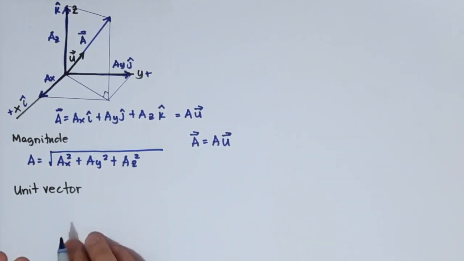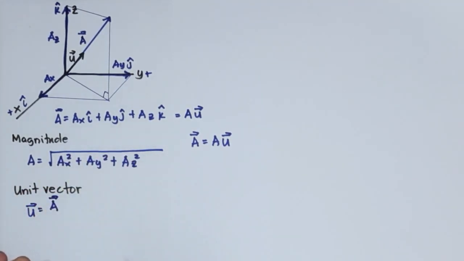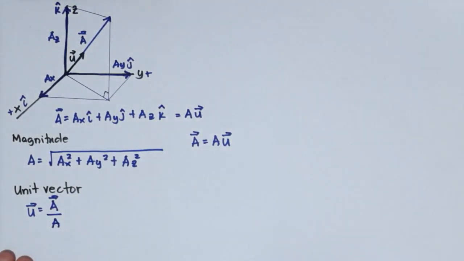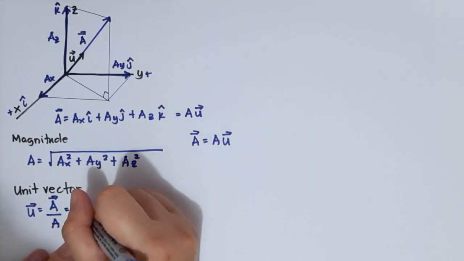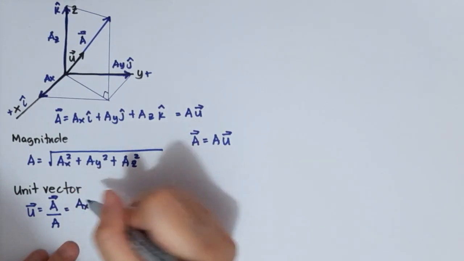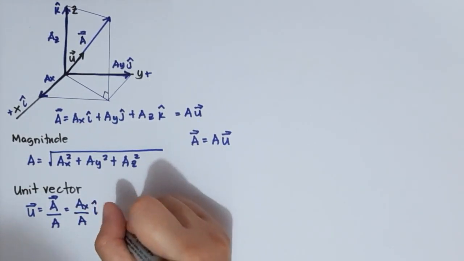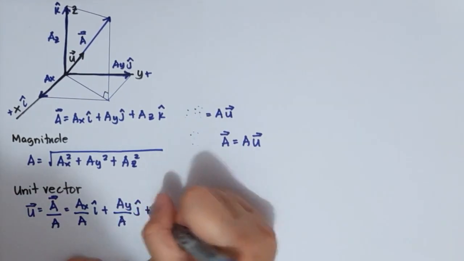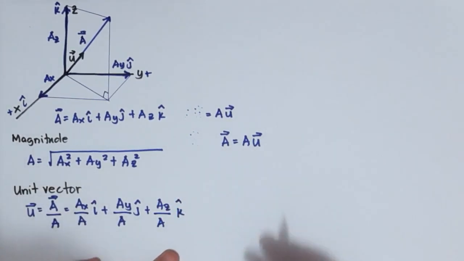Hence, we can solve for the unit vector as the Cartesian vector A divided by its magnitude. It means if I place all the values of the Cartesian vector A, that is ax over the magnitude of A i hat plus ay divided by the magnitude of A j hat plus az divided by the magnitude of A k hat. And this is the formula for the unit vector.